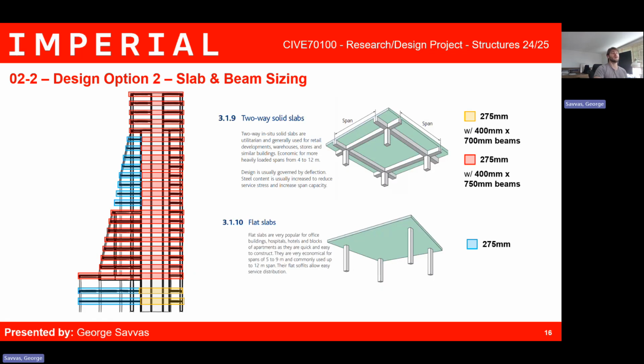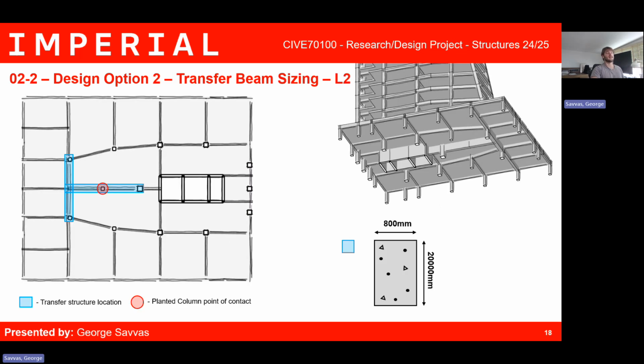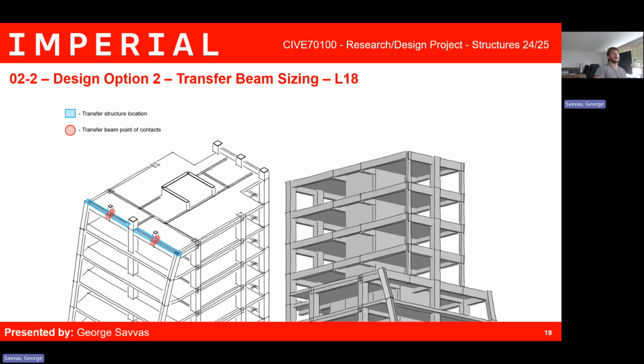At levels 0 and 1, 275 mil slabs are used, with beam slabs of the same thickness supported on 400 by 700 mil beams. From levels 2 to 18, the slab thickness remains 275 mil, while the beams increase to 400 by 750 mil. Like option 1, the same standardized sizes of columns are used throughout the scheme, depending on the load demands of each region. In the same way, the transfer beam at level 2 was sized as 800 by 2000 mil, while the transfer beams at level 18 were sized as 800 by 1200, shallower than those of option 1, given reduced demands.